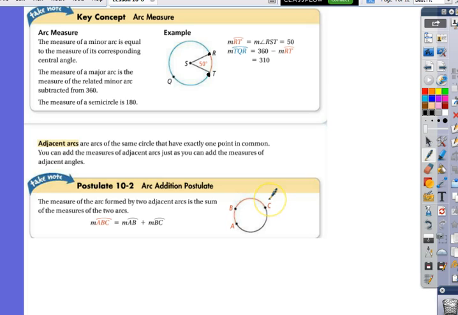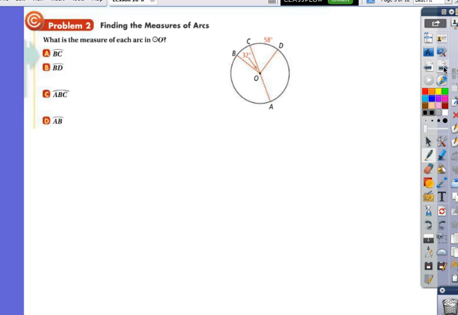All right, so to sum up, we've got ways of labeling arcs. We have found out their measure is based on the degree of the angle, the central angle that intercepts them, and so we have a way of classifying an arc's measure. Now we're going to forget all of that and talk about something completely different for a second. Well, actually, let's find some measures first.